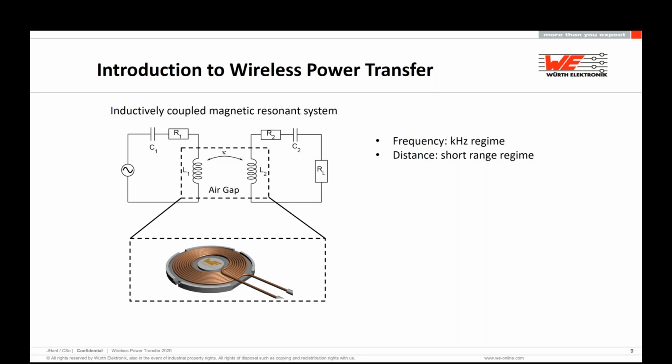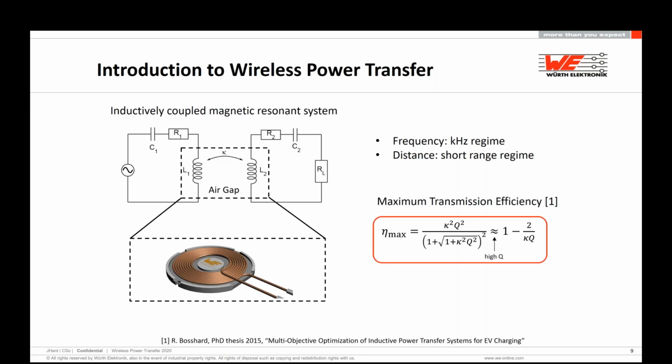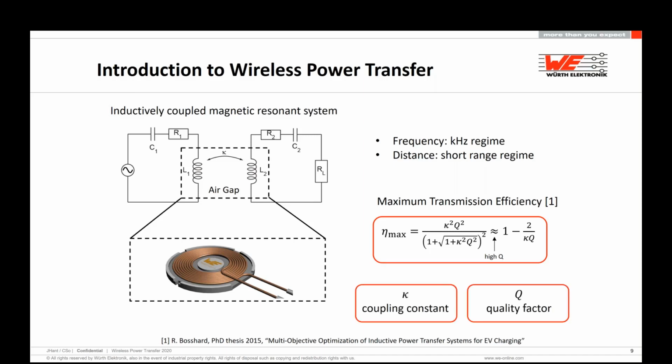What is important? At the end of the day, we would like to have a very high efficiency. The high efficiency is defined by this formula. This formula is very complicated, but we can see that if the K factor and the Q factor are very high, the efficiency is also high. So the coupling constant and the quality factor define the maximum efficiency of a system.